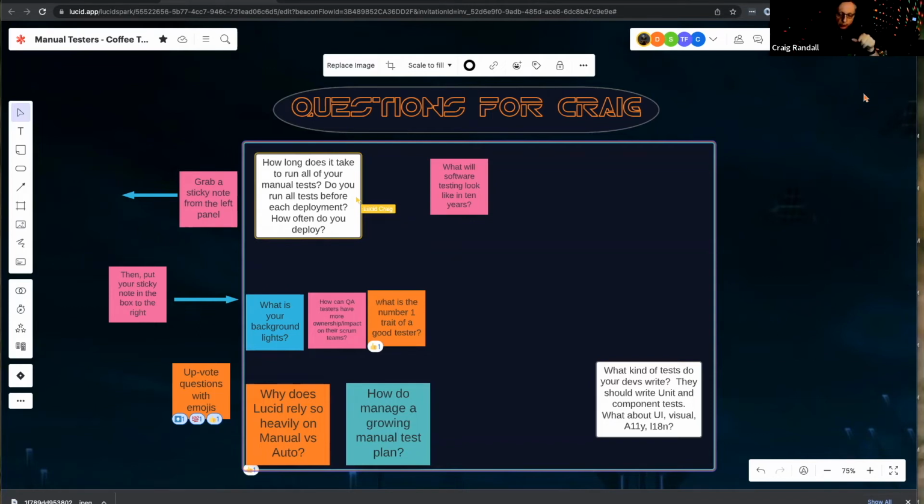Well, we used to. That was called a regression. We don't have the regression anymore. We don't do it anymore. So no. How long does it take us to run all the manual tests? Again, that's related to the regression. We don't do it anymore. So it takes us no time, and we release twice a day, every day of the week.